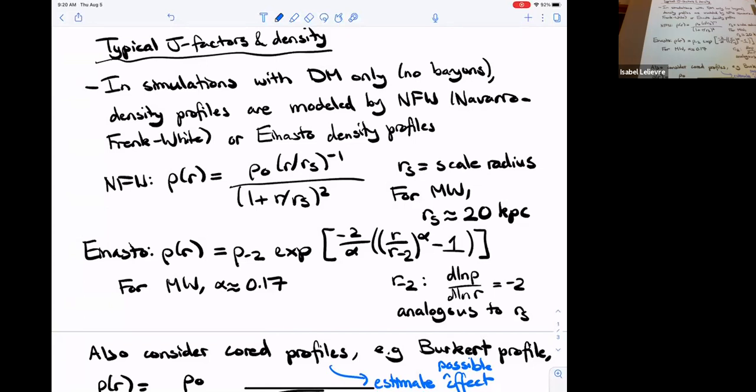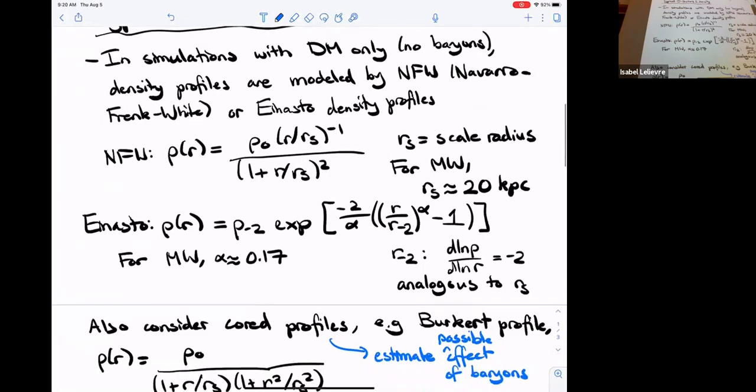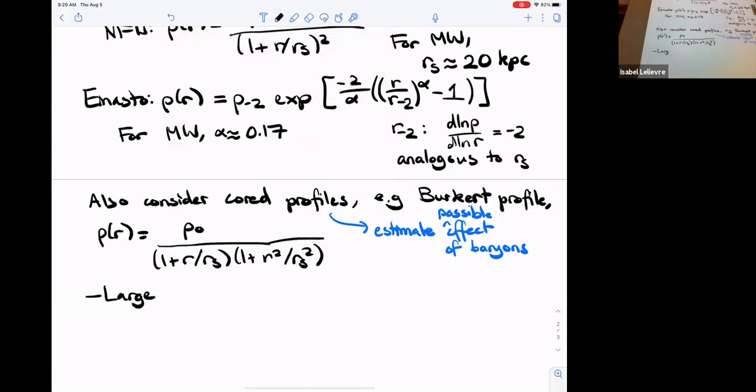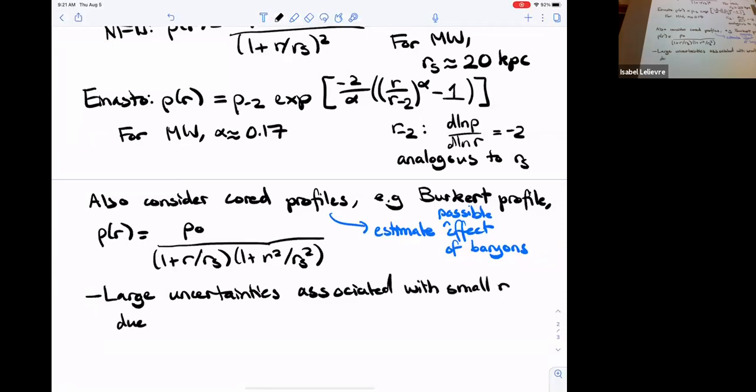For smaller halos like dwarf galaxies, typically what people do is fit this kind of model to them, or use a more complicated non-parametric model for the orbits of the stars and use that to try to extract the parameters of the profile. There are large uncertainties associated with the inner parts of large halos, at small r, due to the effect of baryons.